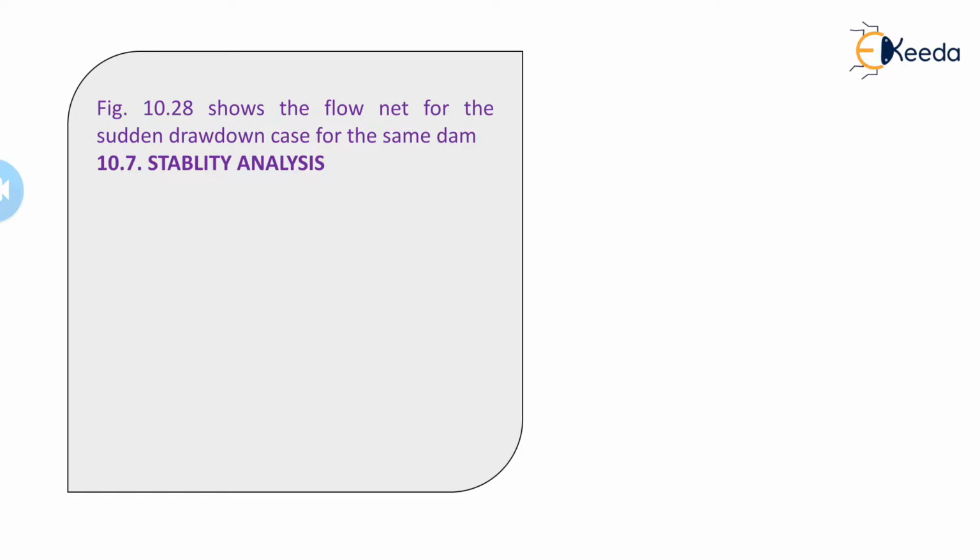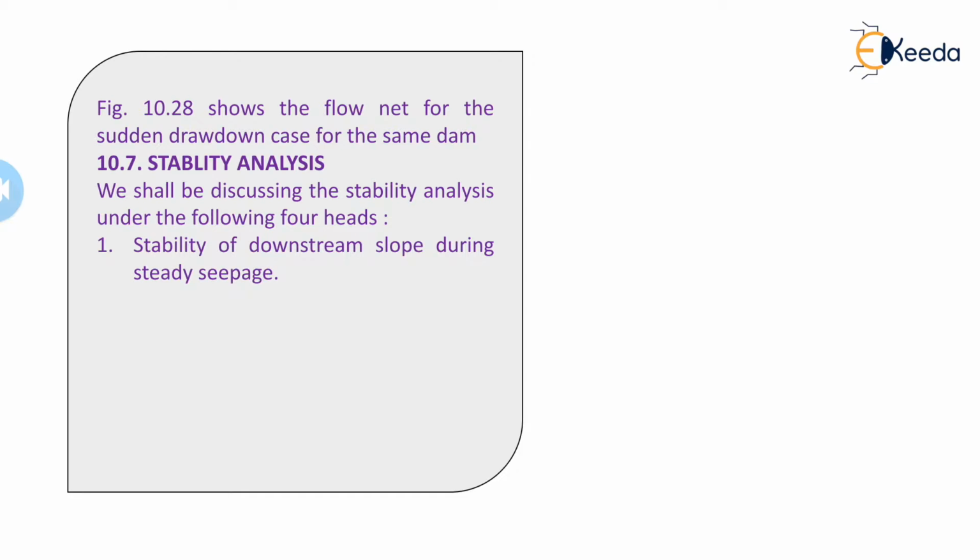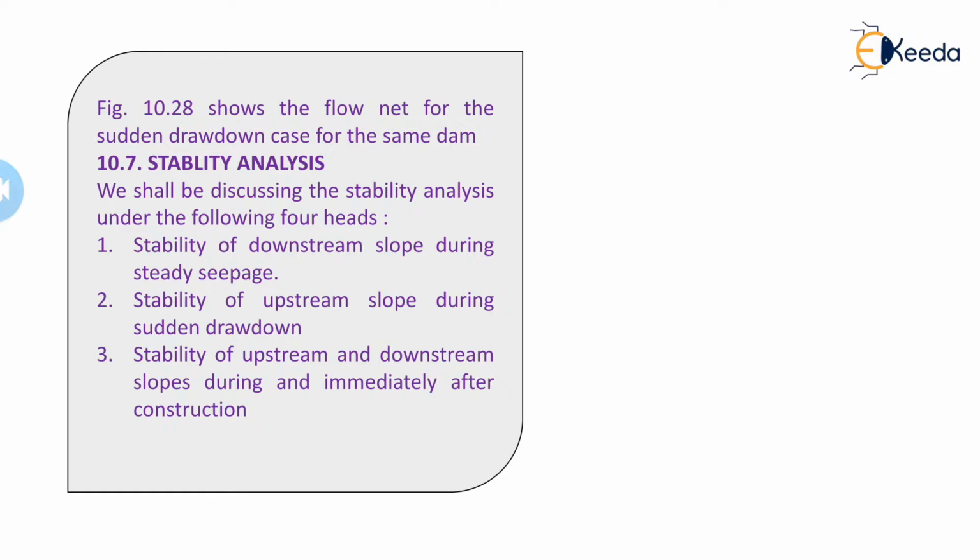So here are some analyses by which, for a certain slope, we could protect our earthen dam embankment from failure. Here are the four sections: the stability of a downstream slope during steady seepage, the stability of an upstream slope during sudden drawdown, the stability of upstream and downstream slopes during and immediately after construction, and the stability of a foundation against shear.